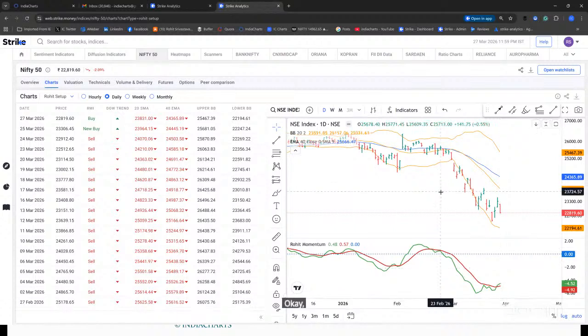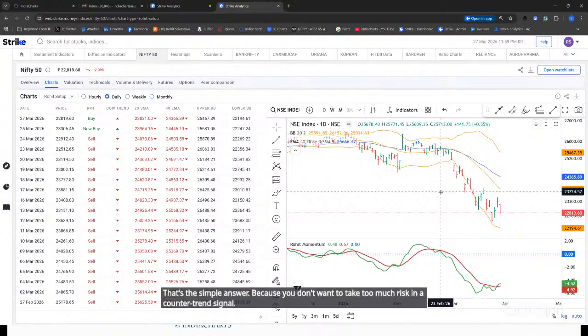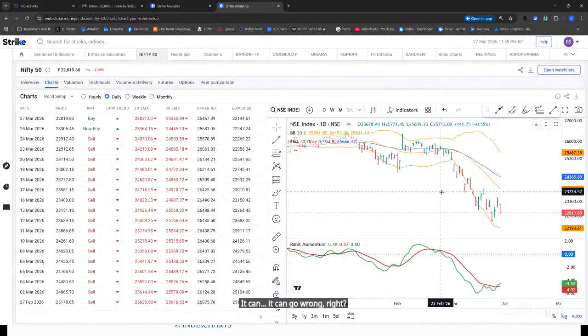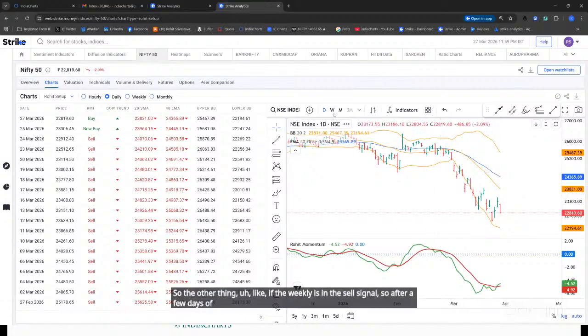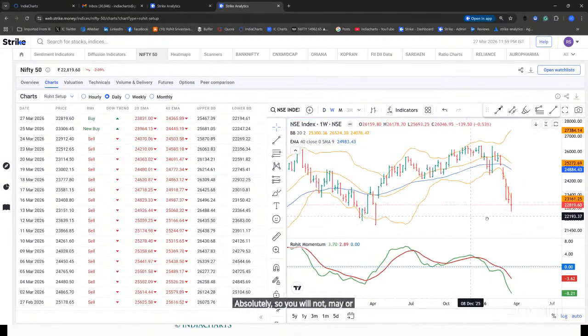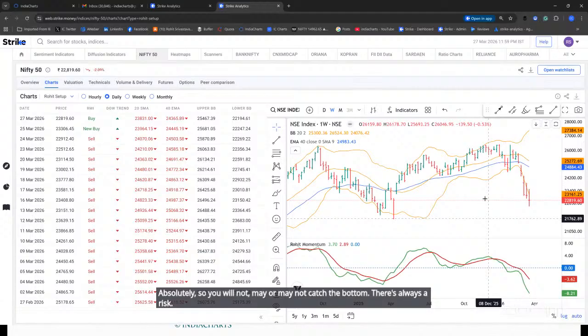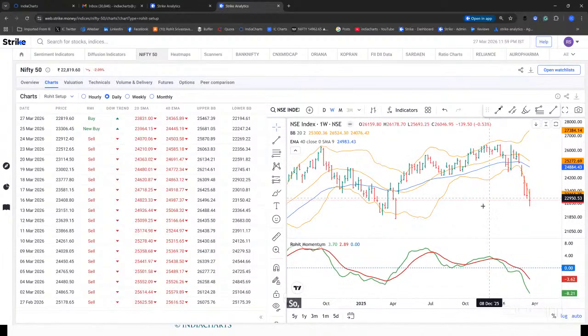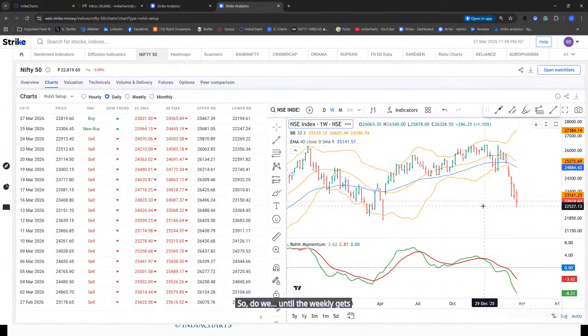Okay, sir. That's the simple answer, because you don't want to take too much risk in a counter trend signal. It can go wrong, right? Yes, sir. The other thing is, if the weekly is in the sell signal, then after a few days of buying only, the weekly will turn green. Absolutely. So you may or may not catch the bottom. There's always a risk, so wait for the weekly to buy also. Okay, sir.